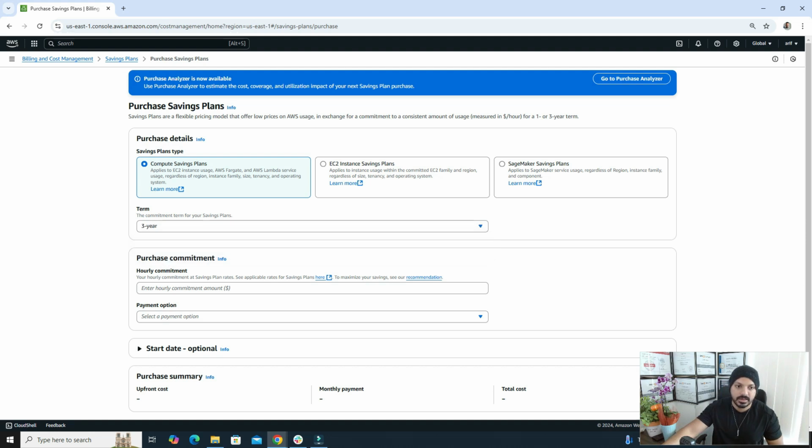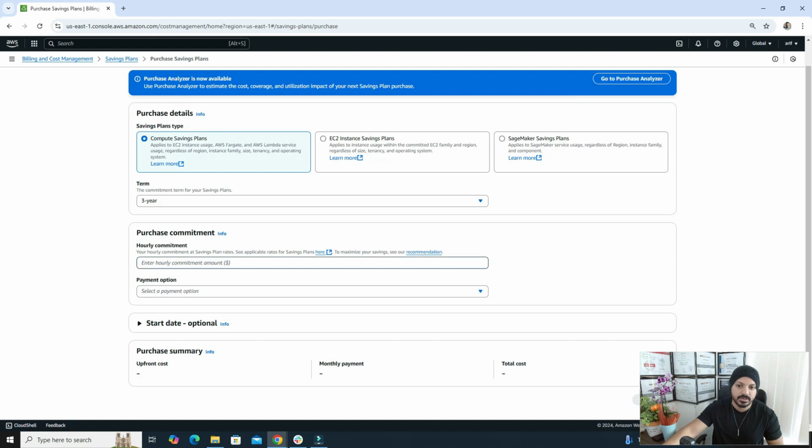Here we can select 3 years, then the purchase commitment. Here we can commit to an hourly amount. Right now, I don't have any recommendation, so I have to manually select how much I'm planning to spend on an hourly basis as a commitment to cover all my compute resources. But if you had all the resources already running under your account, you can get the recommendation from the AWS side, which is way more accurate.